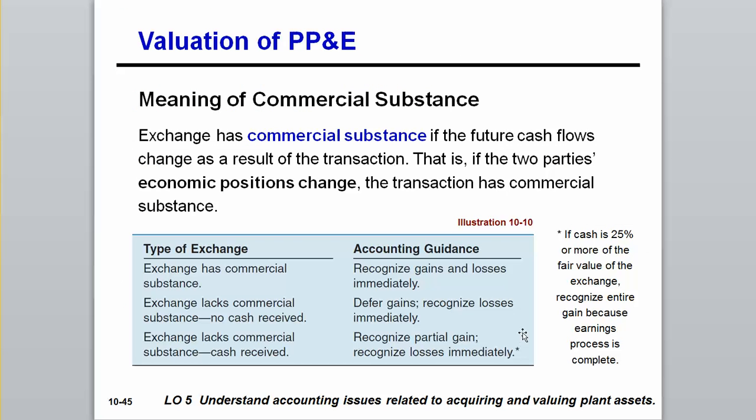So again, we always recognize losses whether the transaction has commercial substance or it doesn't. If the exchange has commercial substance, we will recognize the gain. If it lacks commercial substance, we defer the gain. If we receive some cash, a little bit of cash means a little bit of gain, and we will record a partial gain. If the cash is 25% or more of the total fair value we receive, we will record all of the gain.